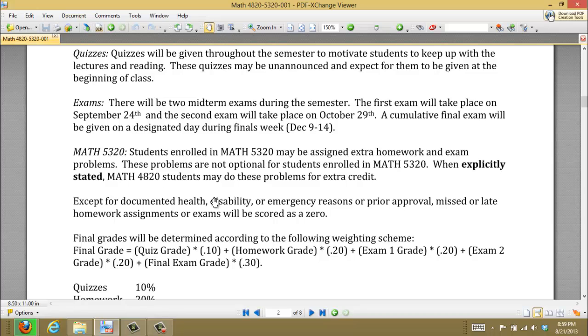One of the ways I motivate students to stay up to speed in terms of lectures and homeworks is by giving quizzes. I'm going to give quizzes throughout the semester, probably a little less than once a week, but pretty often. They could be unannounced. Sometimes they're pop quizzes, sometimes they're not. But typically I try to give you an idea of what to expect beforehand.